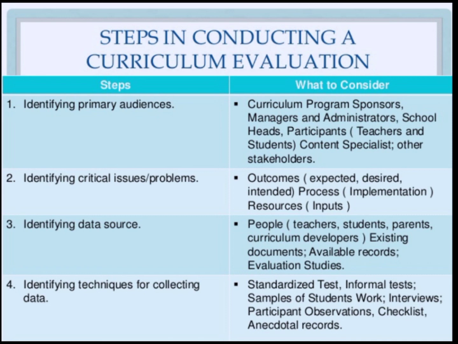So, the first steps and what to consider. So, there are 8 steps of conducting a curriculum evaluation. So, the first is identifying primary or other audience, what to consider. So, you can see in this table what they consider to identify the primary audience. Second step, identify critical issues on the program, what to consider. You can also see the outcome, expected result, intended, the process, or resources. So, the third step is identifying data source.